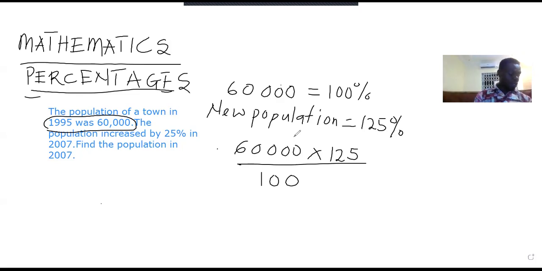Let's do our cancellations. So 0 cancels 0, 0 cancels 0. And 600 times 125 will give us 75,000. So the population in 2007 was 75,000. That's the population in 2007. Good.